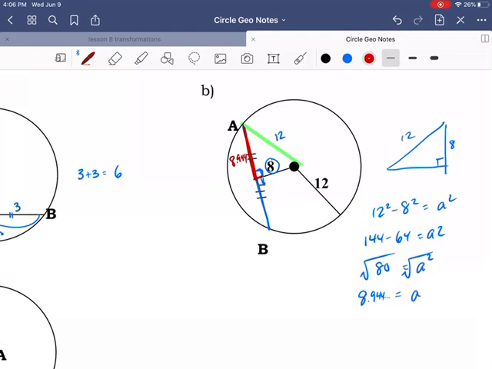Okay, so this length from here to here is 8.944. And since they're equal, we can just double that. So 8.944 times 2 equals 17.8 if we round, 17.89. So the entire distance here is 17.89.